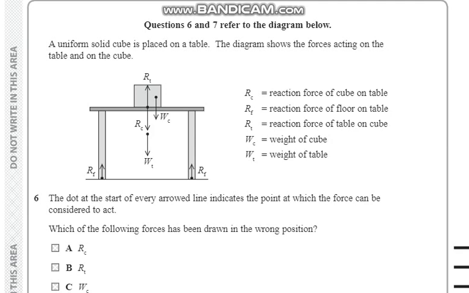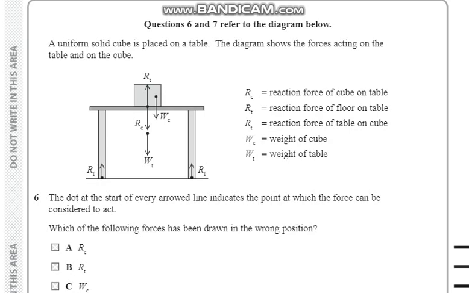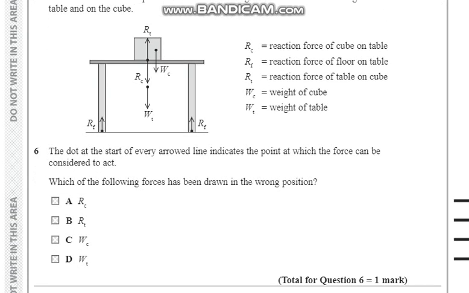A uniform solid cube is placed on a table. The diagram shows the forces acting on the table and on the cube. These are the forces shown, and the question says that the dot at the start of every arrow line indicates a point at which the force can be considered to act, and which of the following forces has been drawn in the wrong position. Okay guys, common sense here.